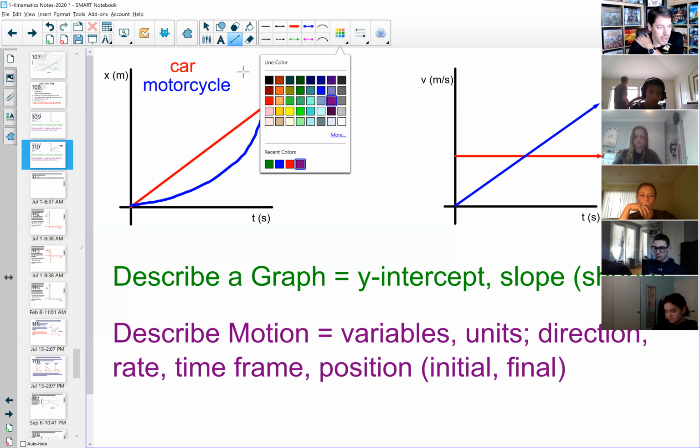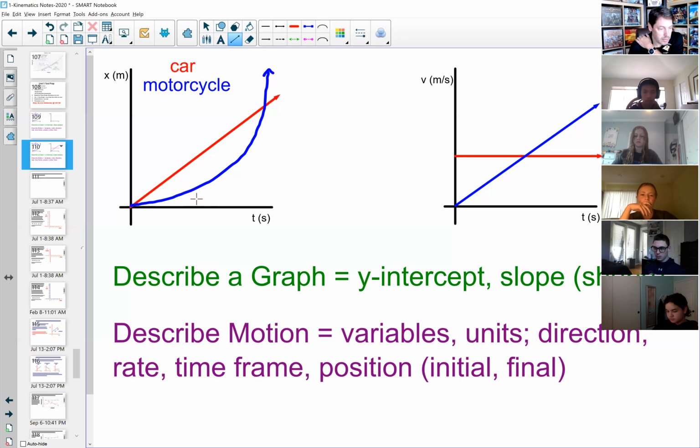So remember, the position time graph is a slope, right? And so if I drew a tangent to this curve, and it's parallel to that secant, they have the same slope. So the slope of this red line tells me two things in this scenario. It tells me the constant velocity of the car, and it tells me the average velocity of the motorcycle from the start to the intersection point.